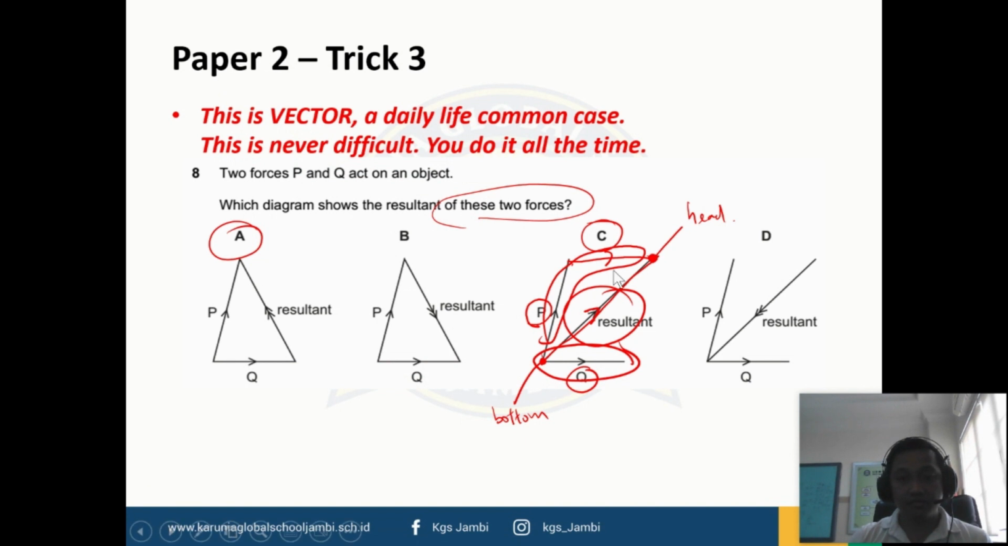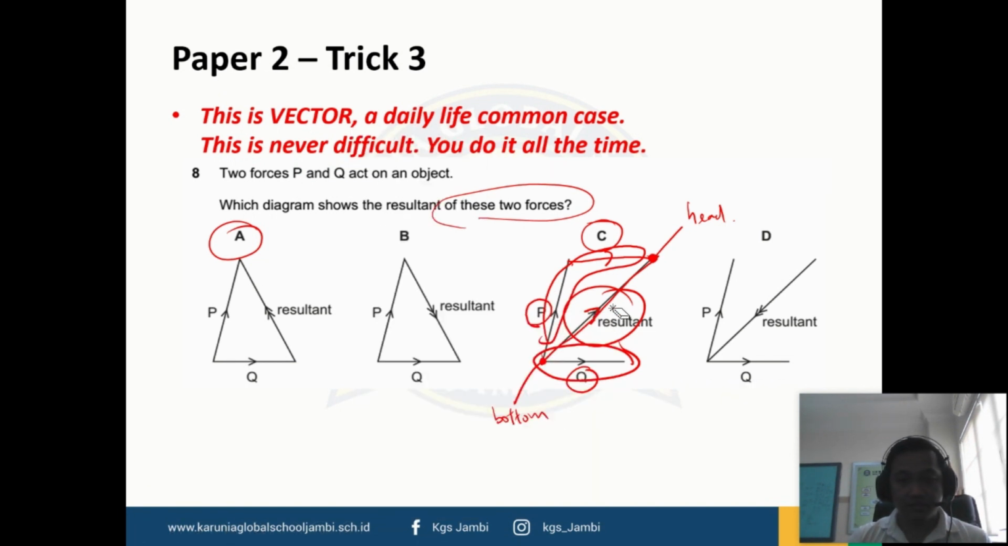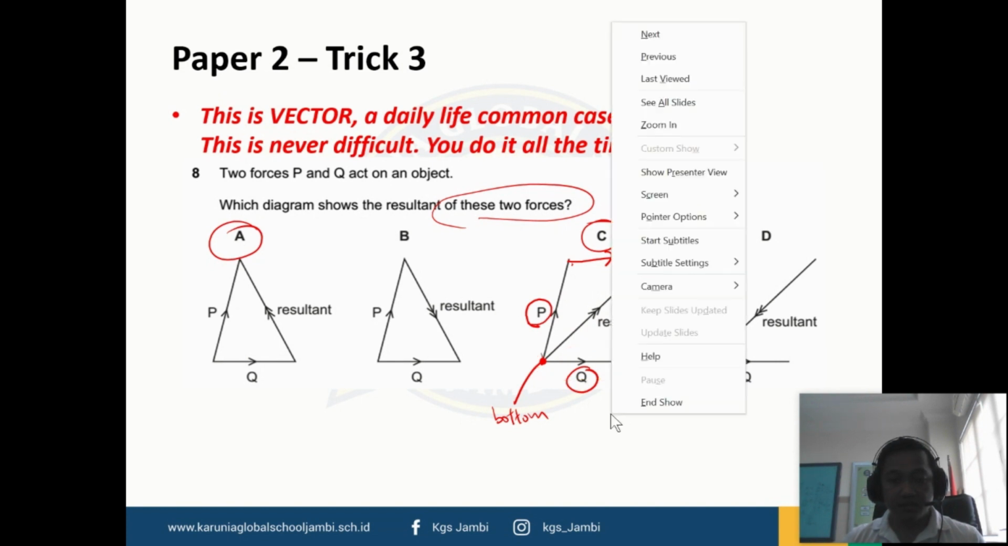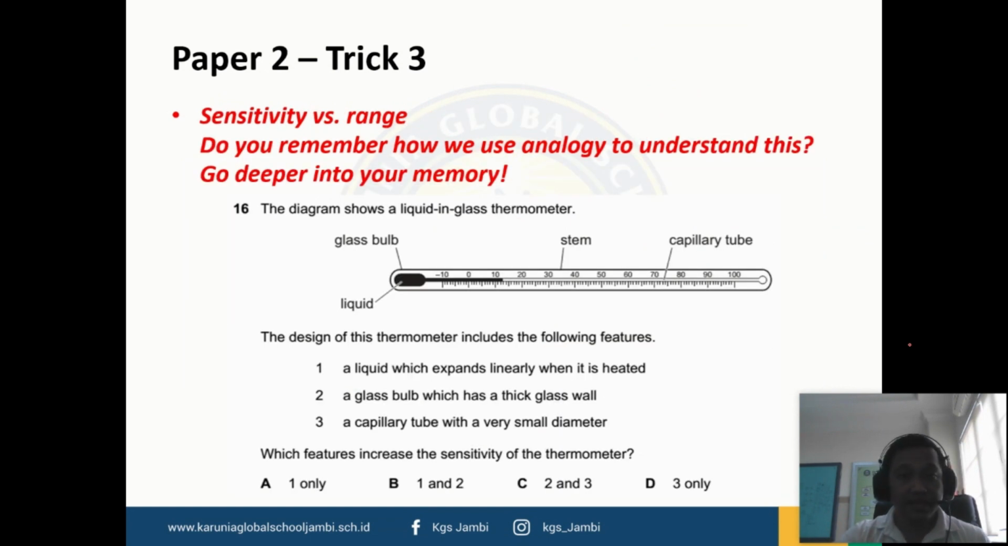Take a moment, pause the video and try to understand. Now I will delete some of these markings. I will leave you with this and hope you can understand this.